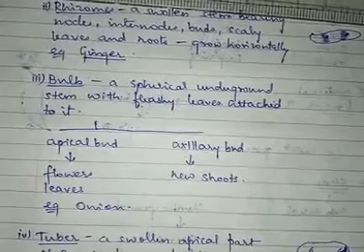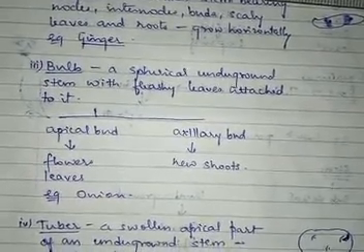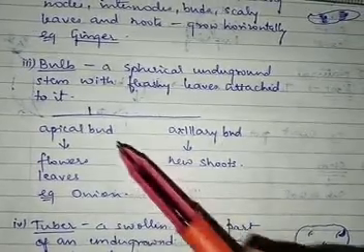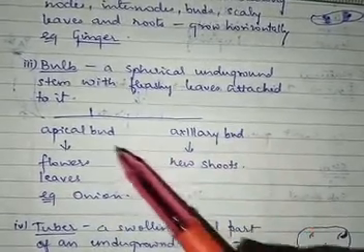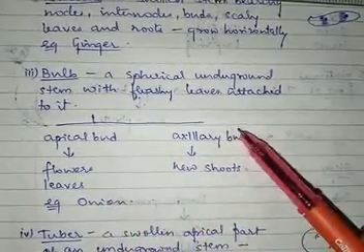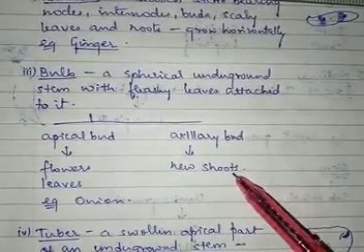That is why they are thick. Okay, now this bulb contains two types of buds: apical bud and axillary bud. The apical bud will be giving rise to flowers and leaves, and the axillary bud gives rise to new shoot.